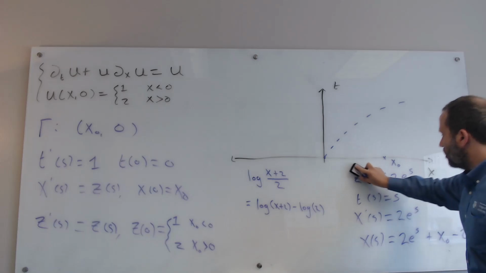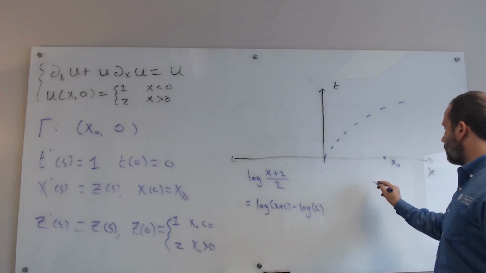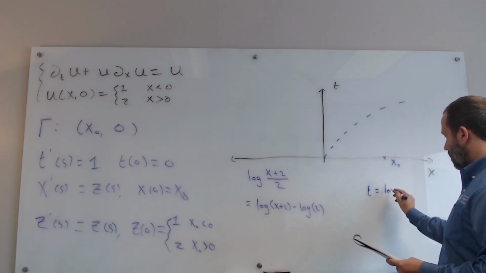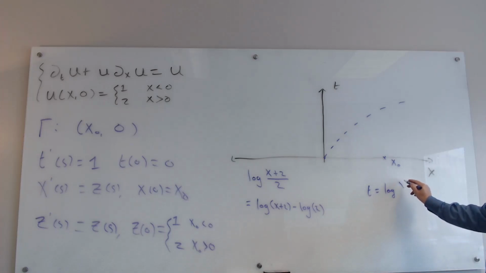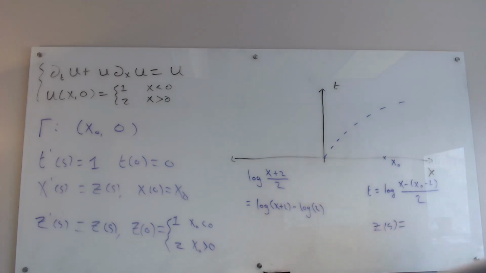So what that shows us. Okay, so now let me just remind you what I had over here. t is equal to log of x minus x naught minus 2 over 2, and then on these characteristics, z of s is equal to 2e to the s. I guess I can just look at the problem over there, 2e to the s. Okay, let me just make sure that everything is how I need it to be.